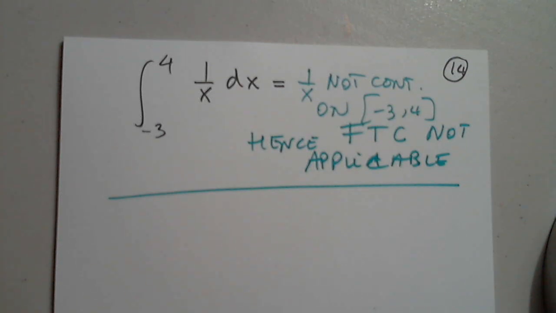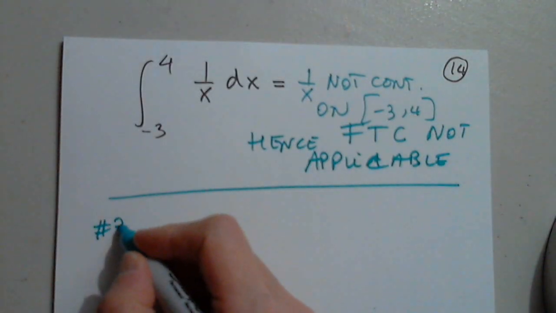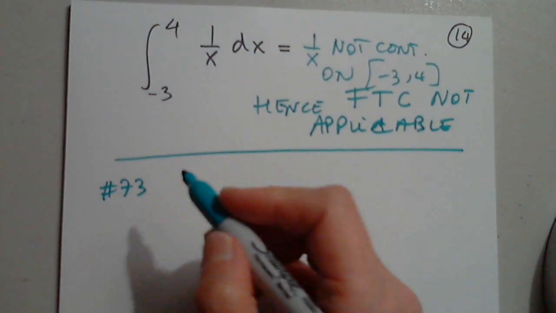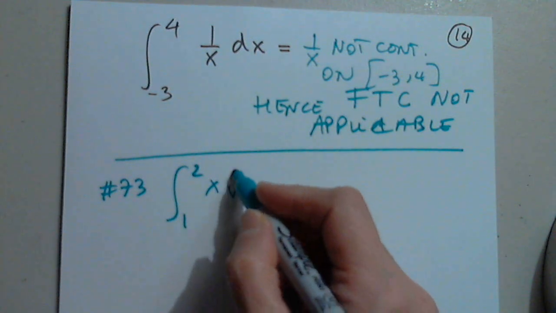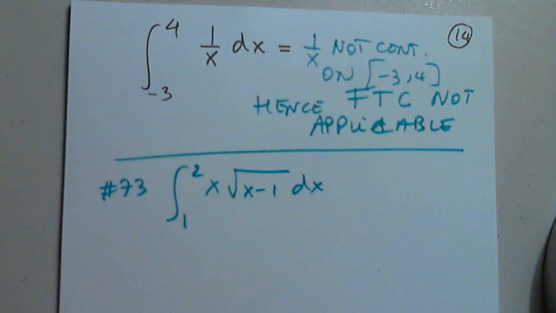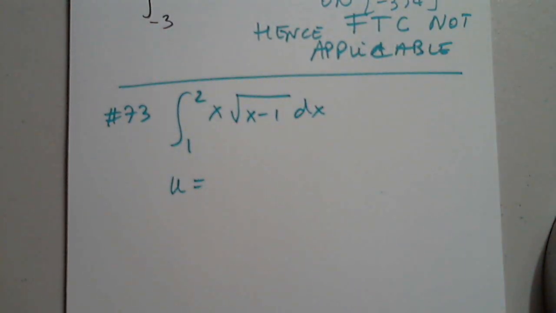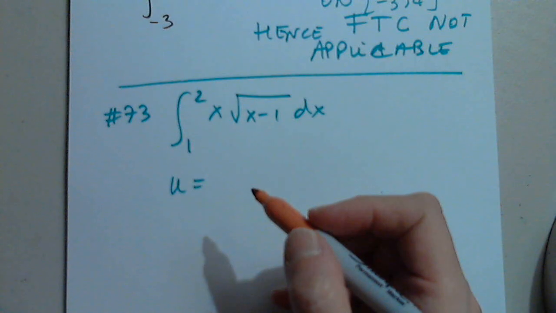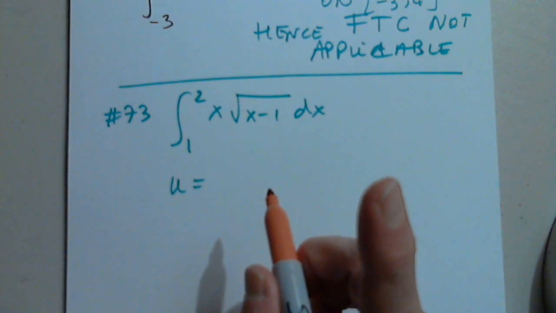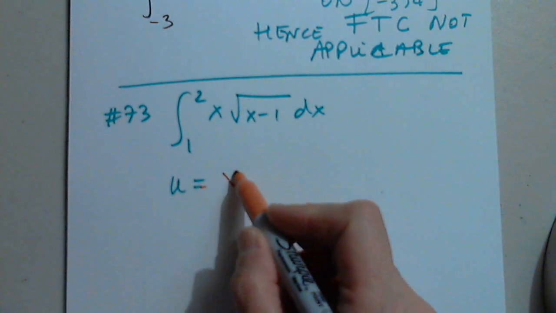73. 73. In 73, we have the integral from 1 to 2 of x times the square root of x minus 1 dx. Good. What is the problem here? The square root with the x minus 1. Not the square root. The x minus 1.